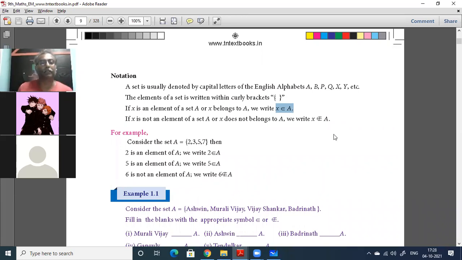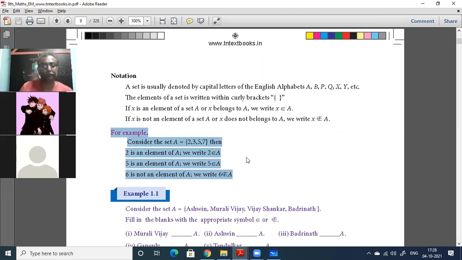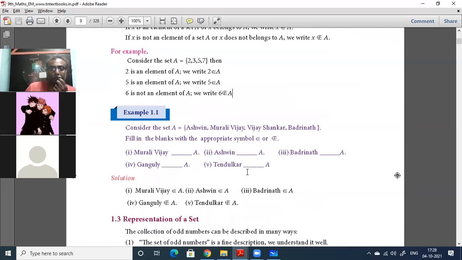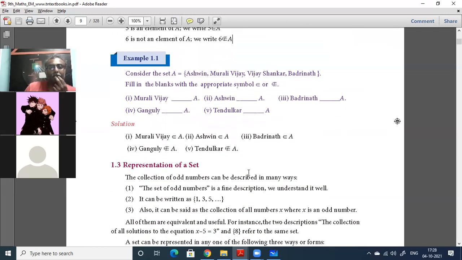Then what? Read the examples. For example, consider a set A equal to curly bracket 2, 3, 5, 7 curly bracket. Then 2 is an element of A. We write 2 belongs to A. 5 is an element of A. We write 5 belongs to A. 6 is not an element of A. We write 6 does not belong to A. Very good. Now we have some set like what we said.